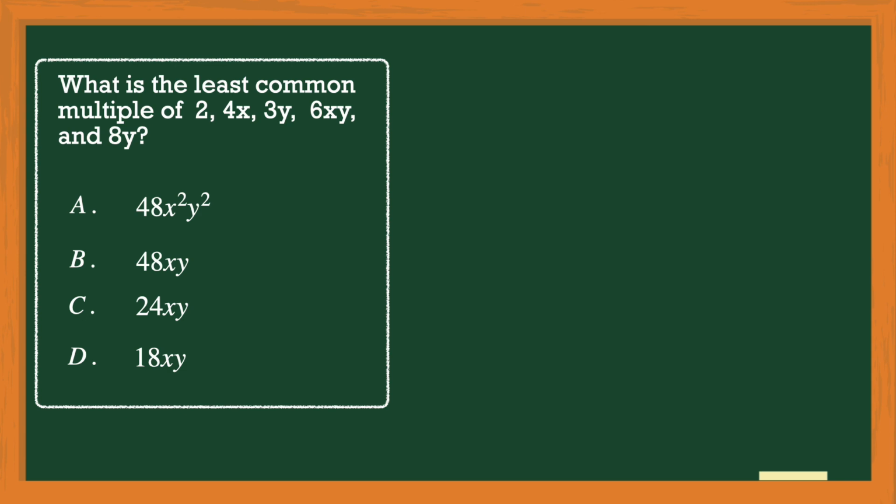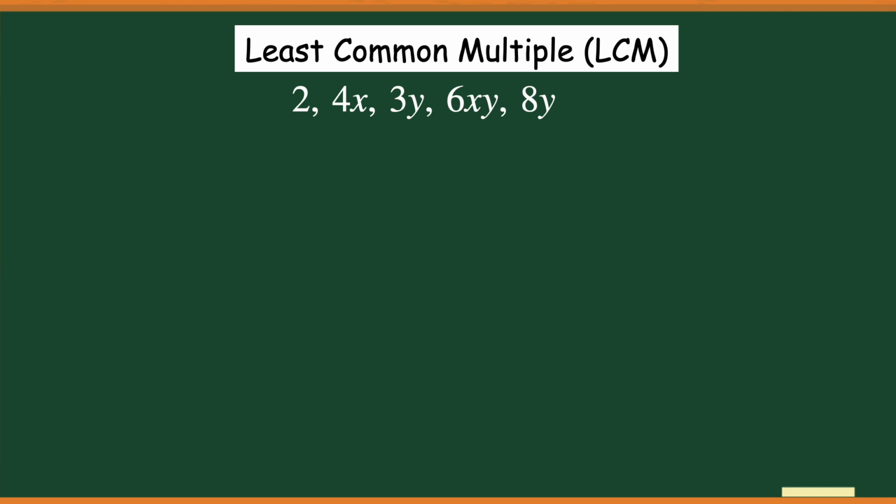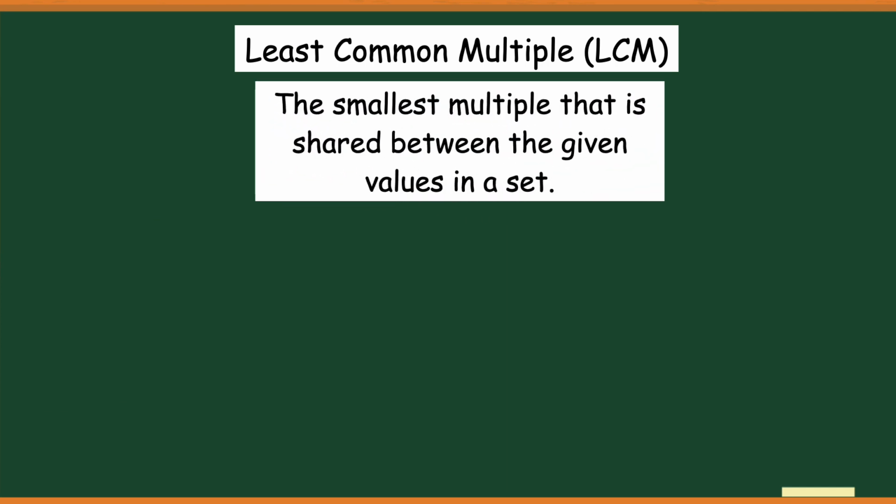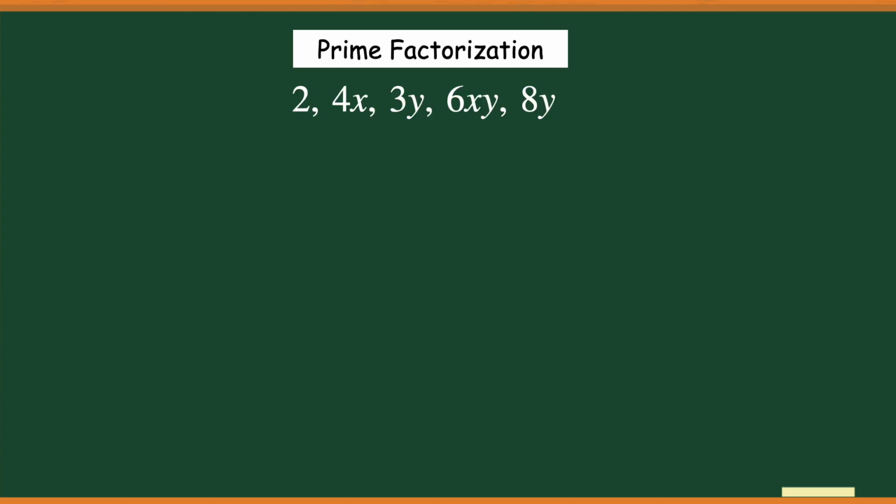Let's look at this question together. What is the least common multiple of 2, 4x, 3y, 6xy, and 8y? The least common multiple, or LCM, of two or more values is the smallest multiple that is shared between the given values in a set. To find the LCM for this set of values, I'm going to use factor trees to find the prime factorization for each value in the set.